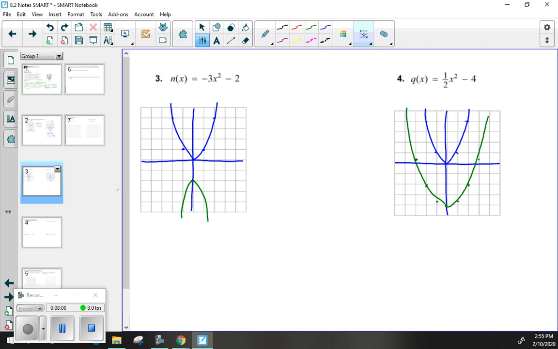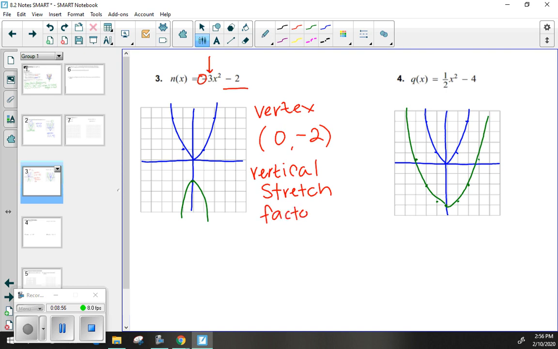On number 3, I moved down 2, so that is a vertical translation going down 2. And right here we have a negative, so that means it's going to open the other direction. And we have a negative with a vertical stretch with a factor of 3. So my green one is facing down, it's a little bit skinnier, and its vertex is there at 0, negative 2. It has a vertical stretch, a factor of 3, and because it's negative, it's going to open down.